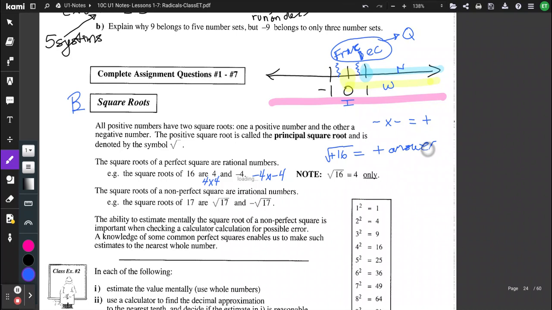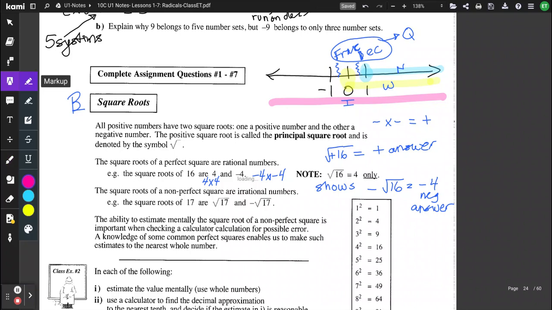The way you know it wants the negative answer is if they put a negative sign in front of the square root. So if it shows me negative root 16, then it's telling me it wants the negative answer. So it's going to show you it wants the negative answer by putting a negative sign out front. Otherwise, it's always going to be talking about the positive.